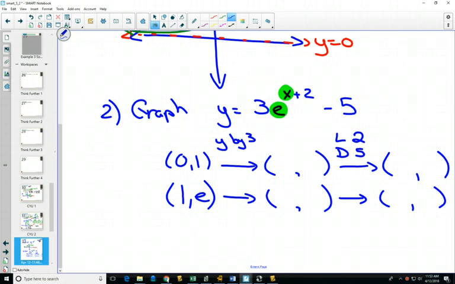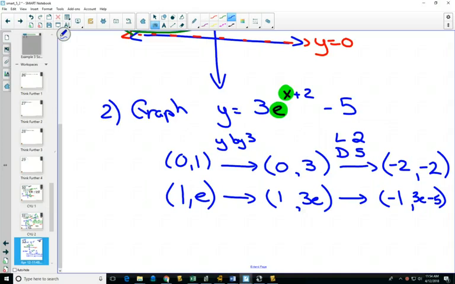So what happens when you multiply by 3? Well, you get 0, 3, and 1, 3e. There we go. And after that, left 2, well, that'll change this to -2. And down 5, that'll change that also to -2. Left 2, -1. And what do we do when we want to go down 5 from 3e? We just write 3e minus 5. And that would be an exact value. So we try to leave things as exact values.